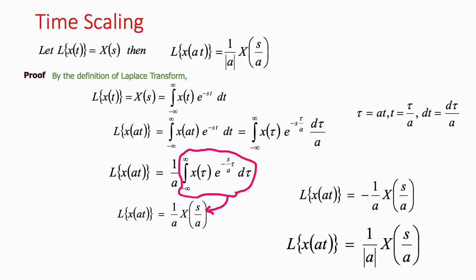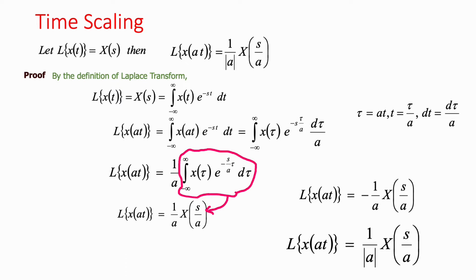The next property is time scaling. The time scaling property, that is x of a into t. All of you know very well how to do time scaling. The Laplace transform of x of at is 1 divided by modulus a times X of s by a. We have to do the proof.